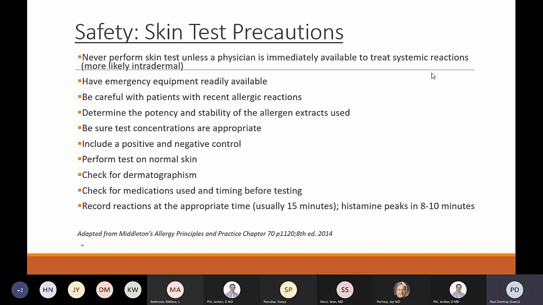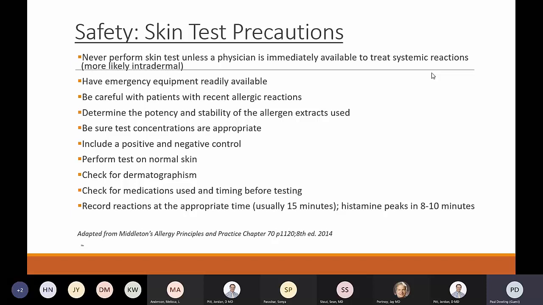Determine the potency and stability of the allergen extracts used. Be sure to test concentrations and make sure they're appropriate. Include a positive and negative control. So we use histamine as our positive control usually, and saline as our negative control. Perform on normal skin. Check for dermatographism.